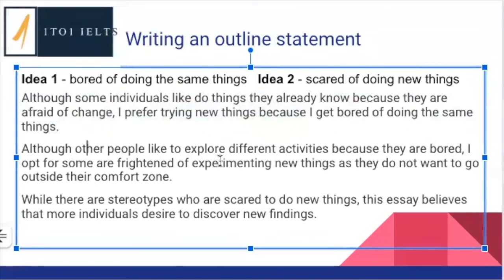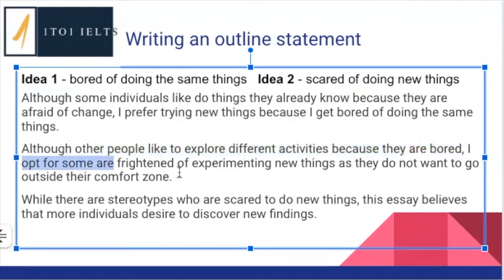Although other people like to explore different activities because they're bored, I opt for some are frightened of experimenting new things as they do not want to go outside their comfort zone. Okay, so the first part is really clear. Other people like to explore different activities because they're bored. I opt for some. This doesn't work. What could we use as slightly clearer vocabulary here?